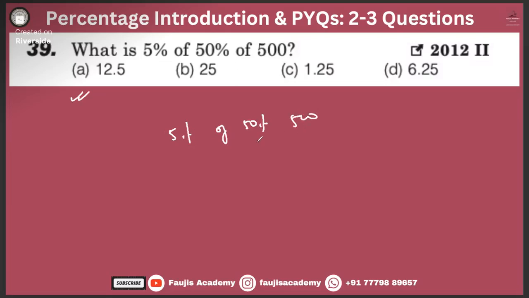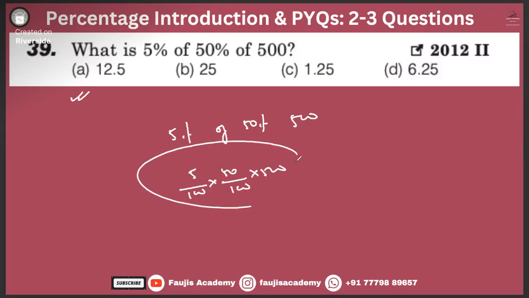I'm telling you a method which you should not use. This you should not do in the examination. Even though this will give you a correct answer, you should not do this. 500, 50% means what? Half, right? That means this value is your 250.